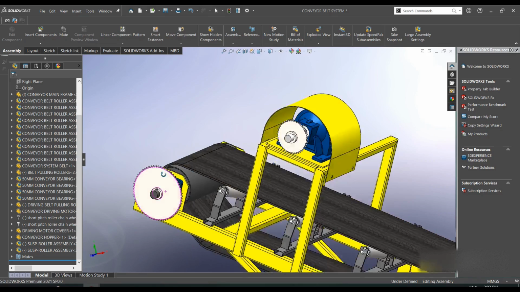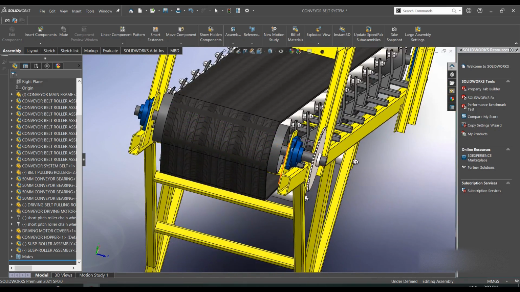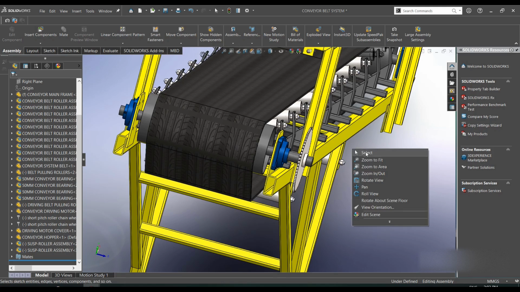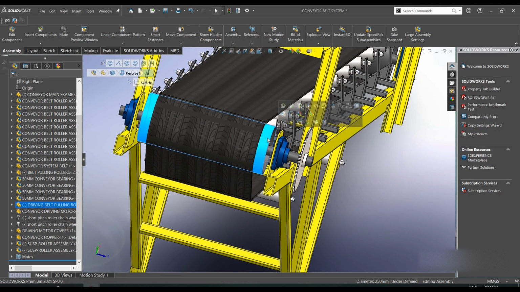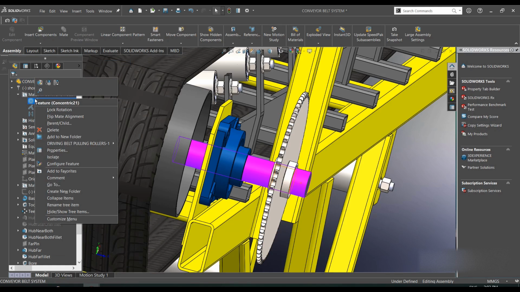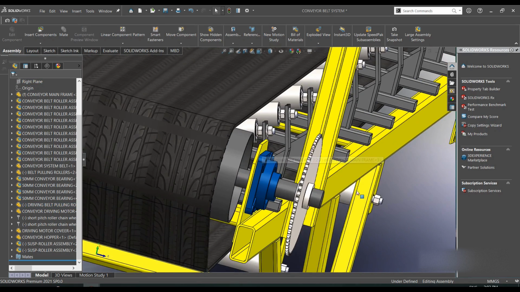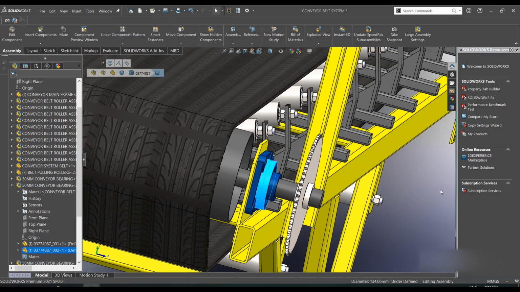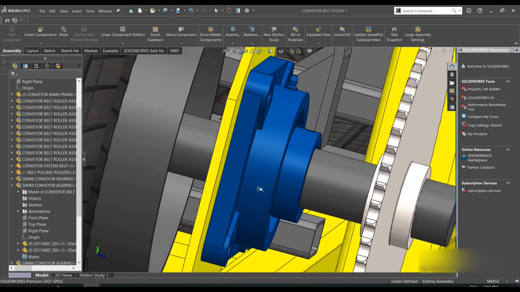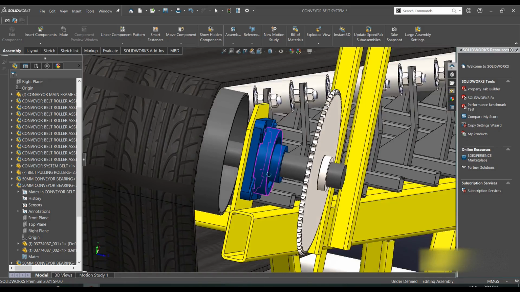So the large one is connected to this shaft and to this, so they all move together. Let me just try to lock the rotation here. Lock rotation. So these move together. It's connected to that. Then it is all held in place using these bearings. These are pillow block bearings. They are flanged pillow block bearings.